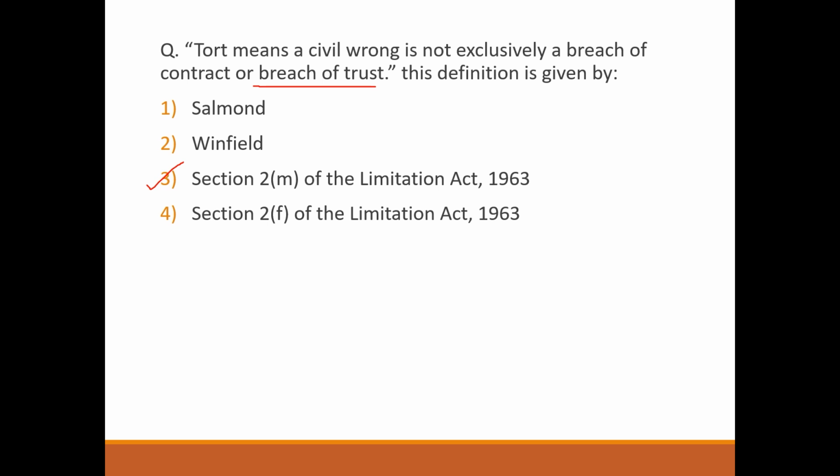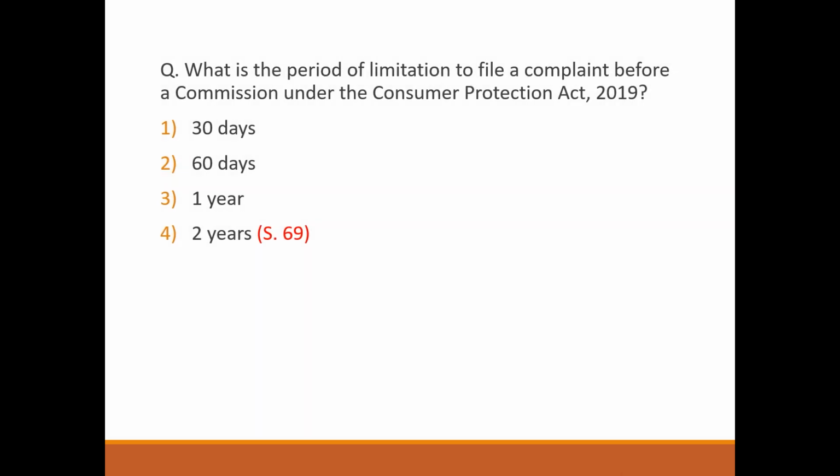Next question. What is the period of limitation to file a complaint before a commission under the Consumer Protection Act 2019? It's option number 4, 2 years. ये Section 69 of Consumer Protection Act 2019 में mention है.